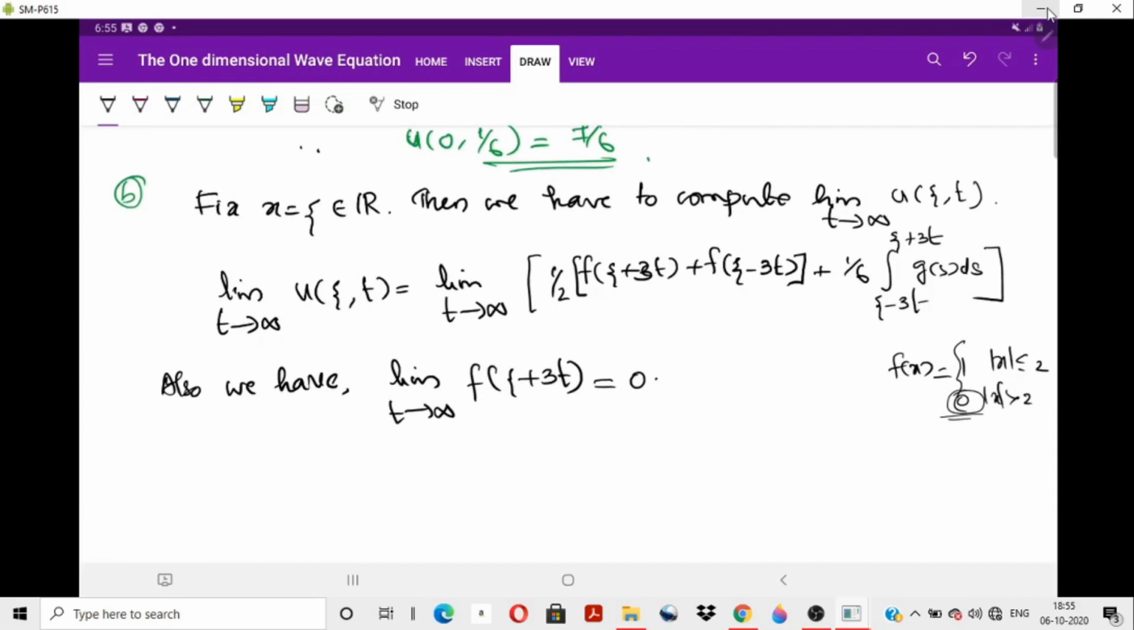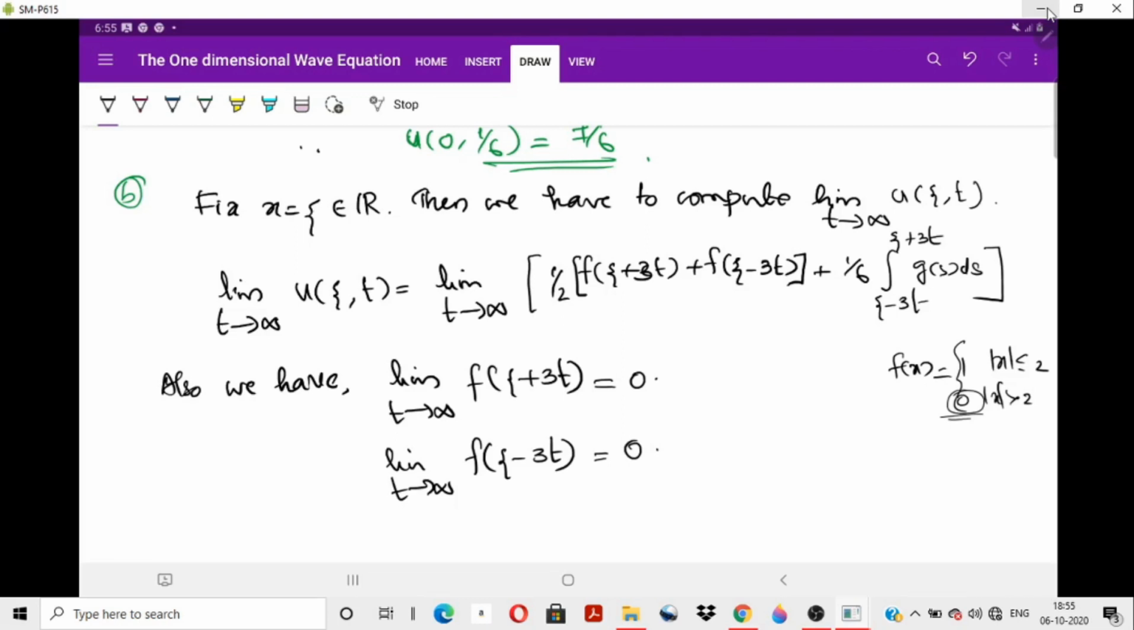Now, similarly, the limit as t tends to infinity of f of theta minus 3t. When theta is fixed, as t tends to infinity, theta minus 3t tends to minus infinity, then also the value of f of x will be 0, isn't it? So this is also equal to 0.